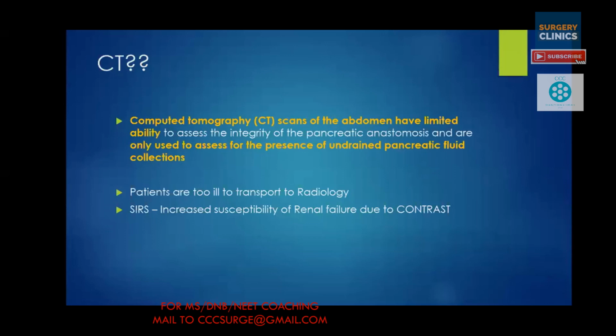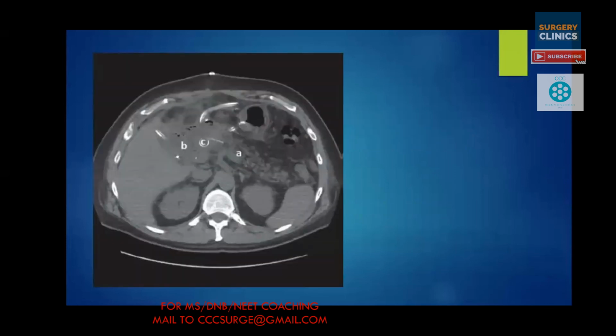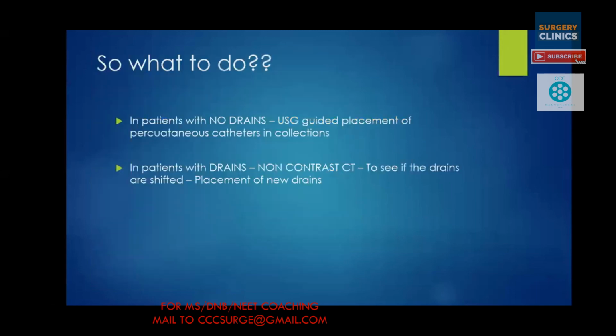Okay, so remember this. There's a CT scan. We can see the axial view. A is the pancreas over there. B is the fluid collection that is there, and C is the small stent that they have given. Now, intraoperatively, the examiner is going to ask you, so what will you do next?